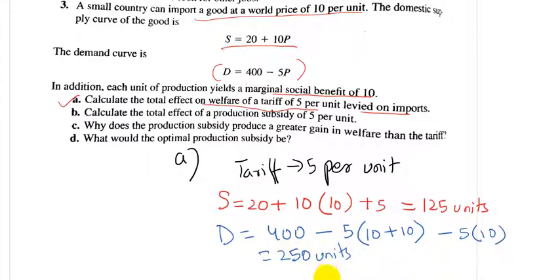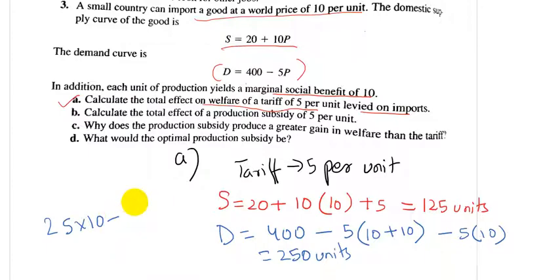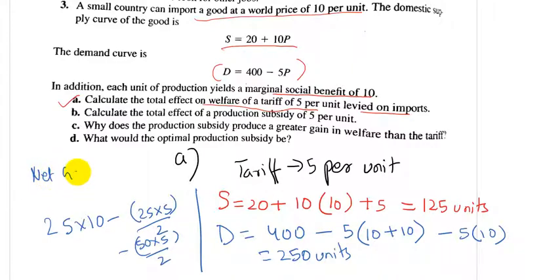The increase in welfare is due to the higher production, 25 into 10, minus the losses to the consumer and producer surplus, which is 25 into 5 whole divided by 2 and 50 into 5 whole divided by 2 respectively, leading to a net gain of 62.5.